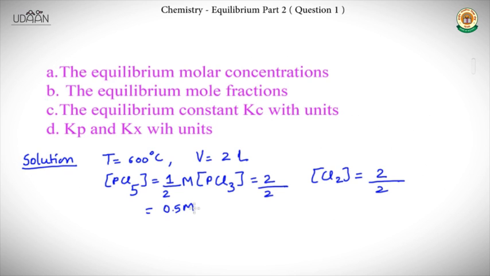Concentration of PCl3 will be 2 upon 2, which is 1 molar. And concentration of Cl2 is again 2/2, which is 1 molar. This was part A. Let's come to part B.